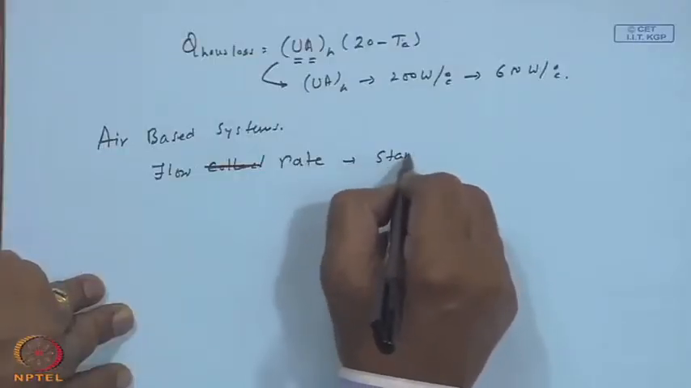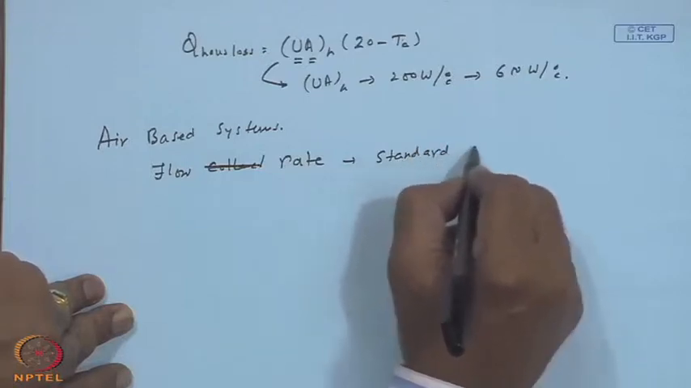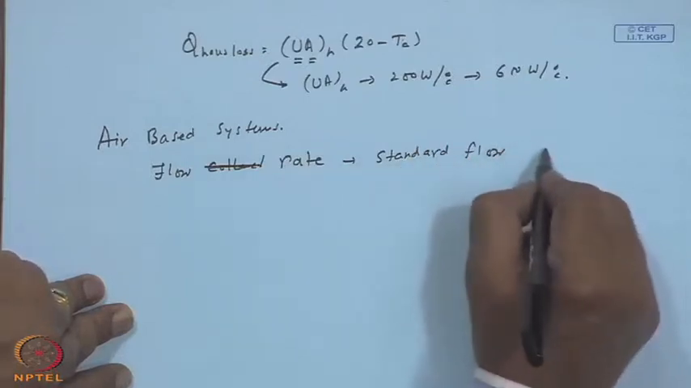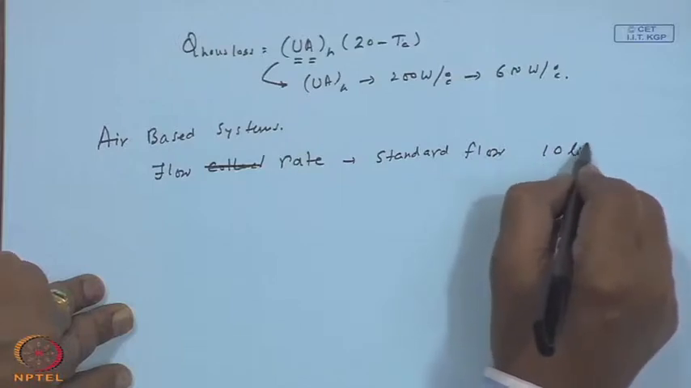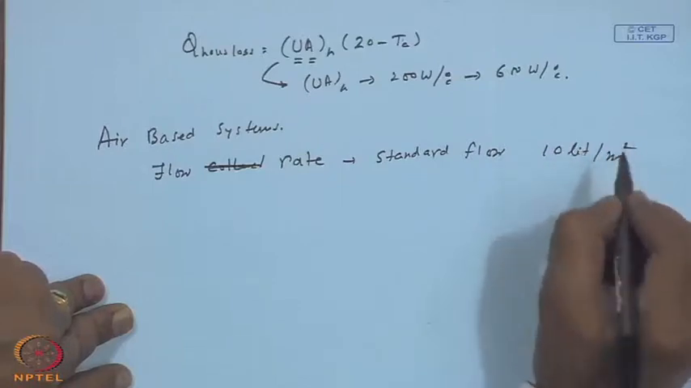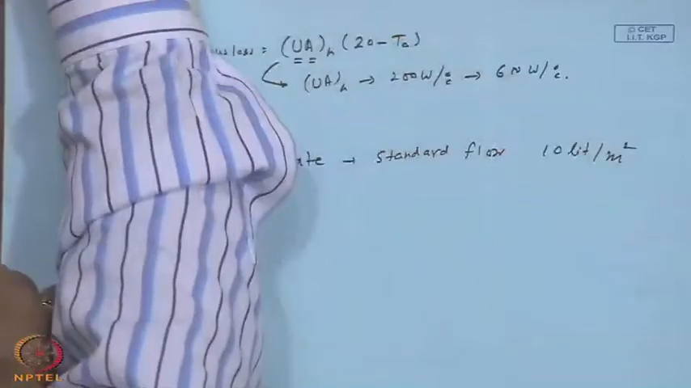So, there is a standard flow rate for which the simulations have been made, that is 10 liters per meter squared, or is it per hour?